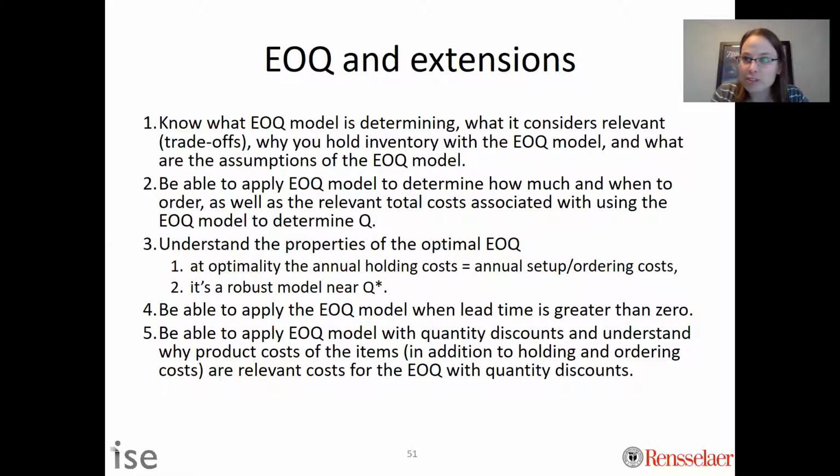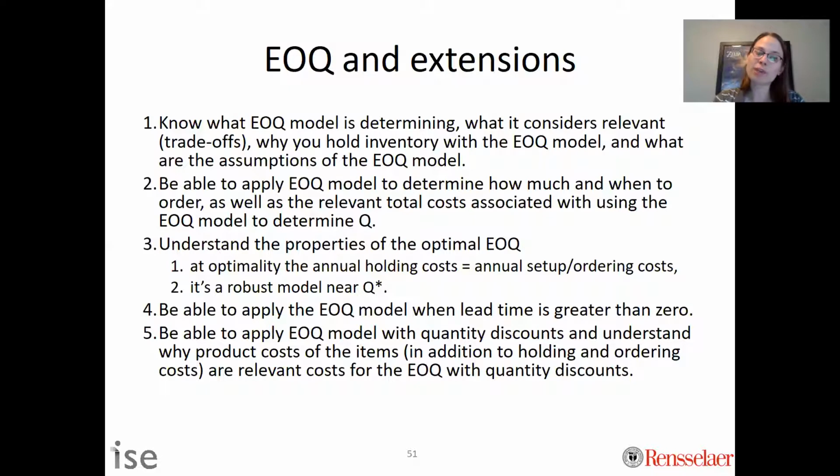You should also know what the assumptions of the EOQ model are. You should be able to use the equation to get Q star, and then know some of the properties. Specifically, at optimality, the annual holding cost equals the annual setup or ordering cost. And it's a robust model near Q star. What that means is the total cost function is relatively flat near the Q star value. You should also be able to apply it when lead time is greater than 0. What that does is it doesn't change Q star, it just changes when you place an order. So the idea is you place it such that when your replenishment order shows up, it's right when your inventory level is 0.